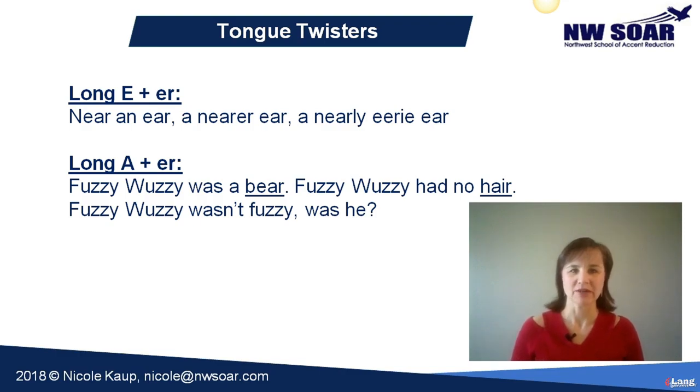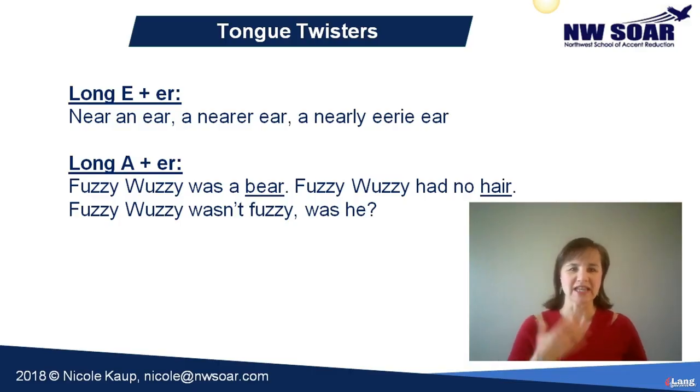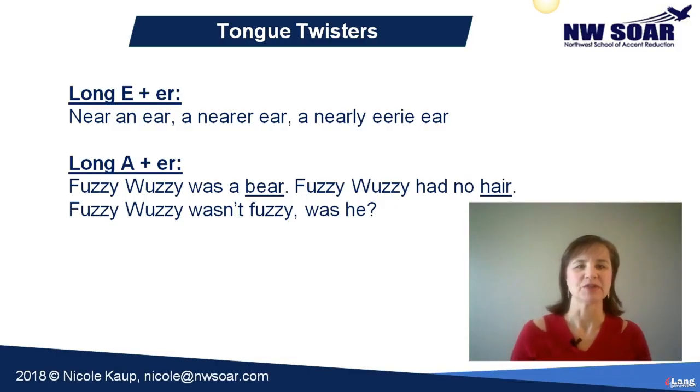All right, do you understand what it says? Fuzzy means has a lot of hair, like a hairy bear, a hairy cat, a hairy dog. So fuzzy, hairy. Fuzzy Wuzzy is just the name of, let's pretend, a bear. So Fuzzy Wuzzy was a bear. Fuzzy Wuzzy had no hair. Fuzzy Wuzzy wasn't fuzzy, was he? All right, because Fuzzy Wuzzy the bear had no hair, he was bald. So he really wasn't fuzzy.